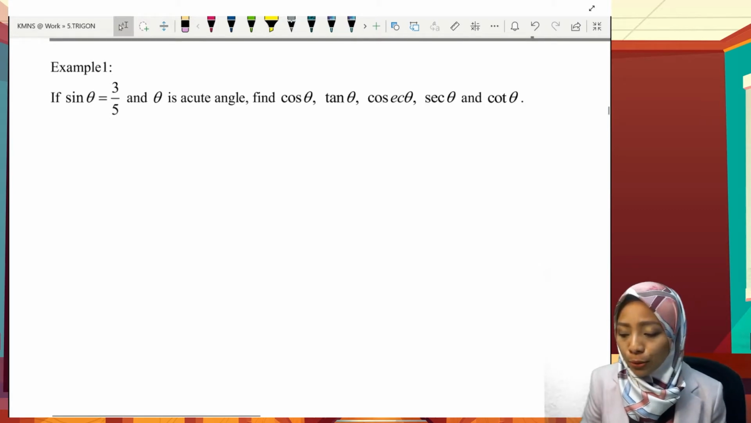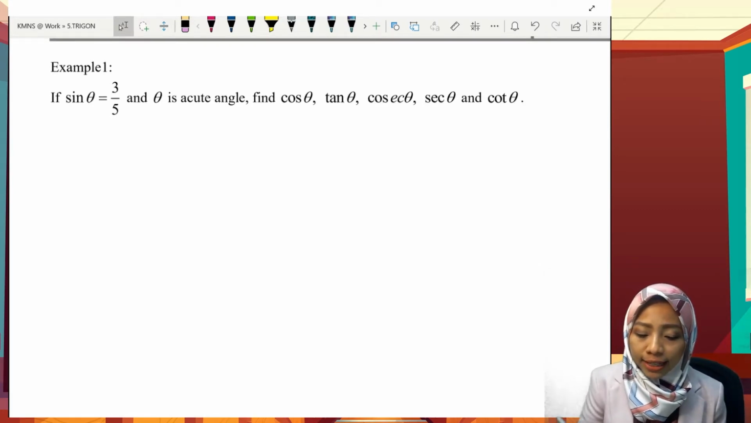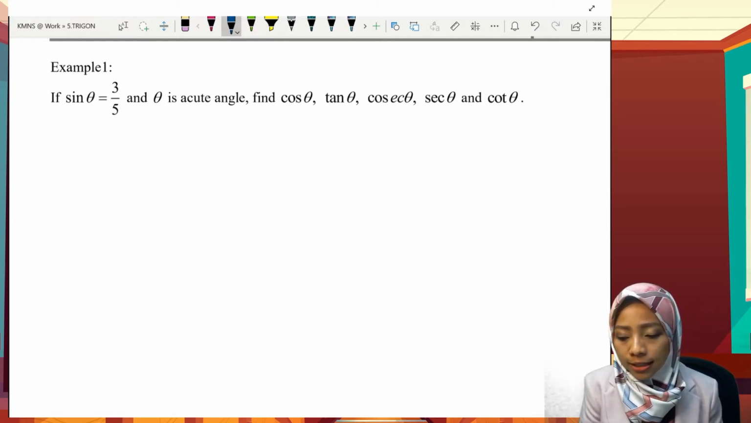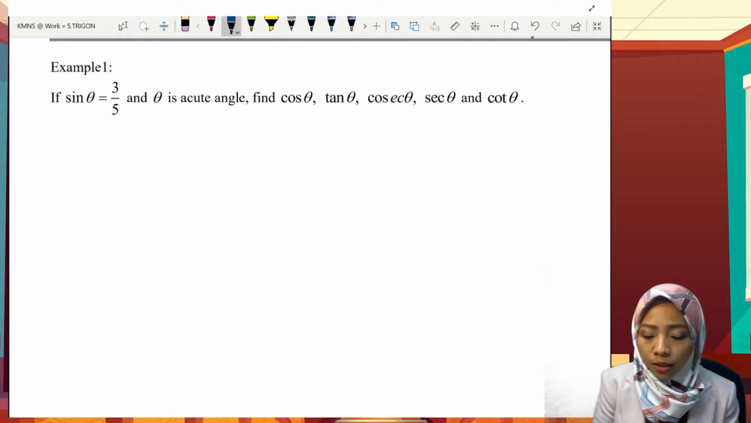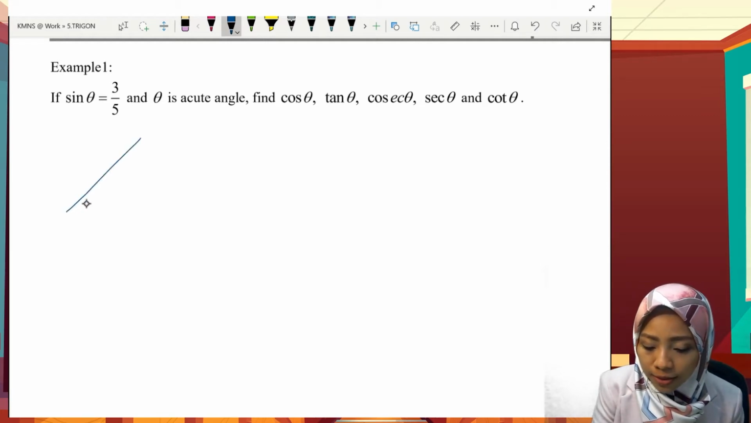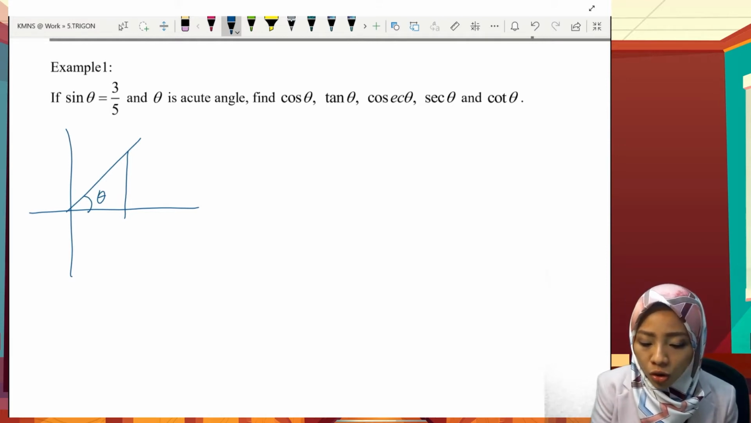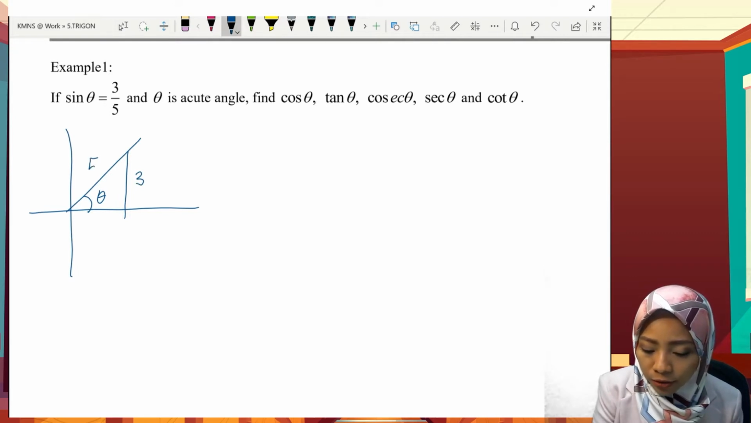Let's try example 1. Given that sine theta equals to 3 over 5 and theta is acute angle, find cos theta, tangent theta, cosecant, secant, and cotangent. So the first step, since it says that it is an acute angle, therefore the theta is located at the first quadrant. And then so, opposite is 3 and hypotenuse is 5. By using theorem Pythagoras, we know that this is 4.